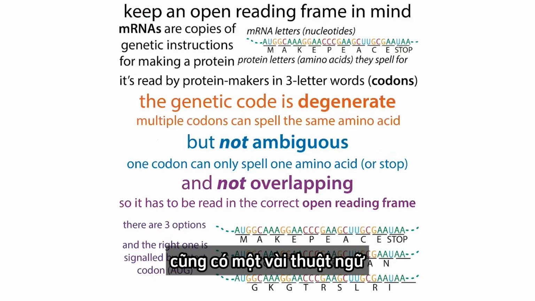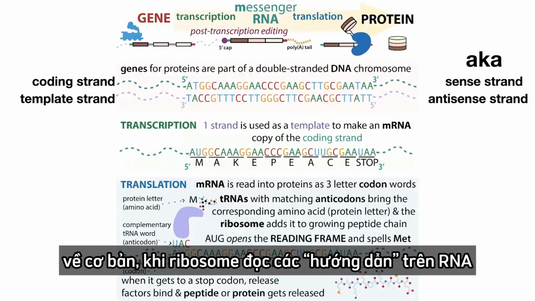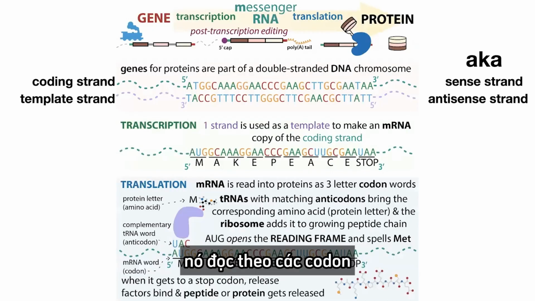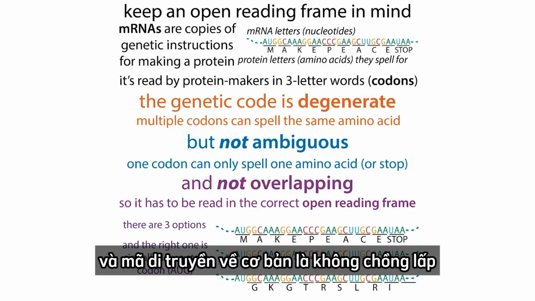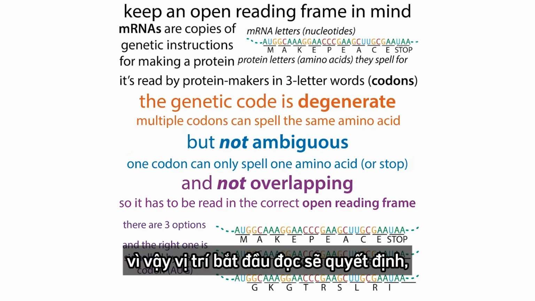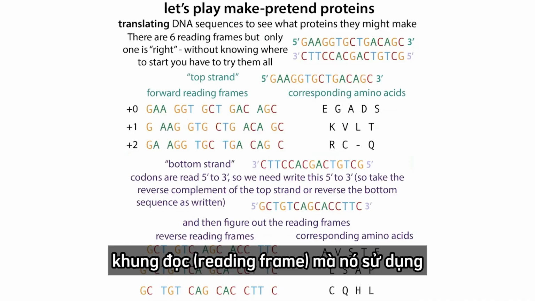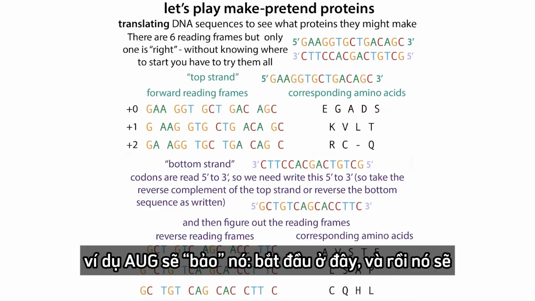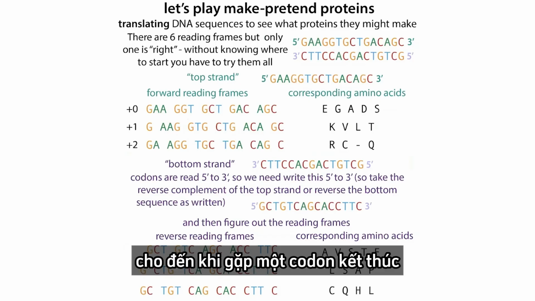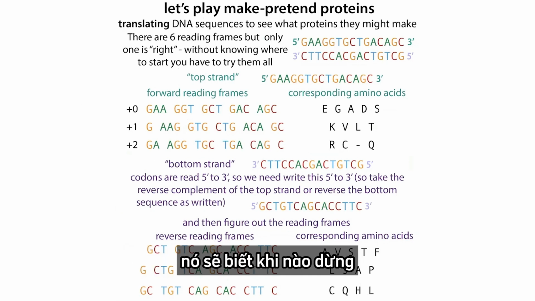There are also a few terms that you need to make sure you don't get confused by. So basically, when the ribosome is reading the RNA instructions, it's reading it in these codons, so 3 letters by 3 letters by 3 letters. And the genetic code is basically not overlapping. And so where it starts reading is going to dictate what reading frame it's in. And it's going to know where to start because there's going to be a start codon, AUG, that tells it, okay, start here. And then it's going to go until it reaches a stop codon, and when it reaches one of the stop codons, it's going to know when to stop.